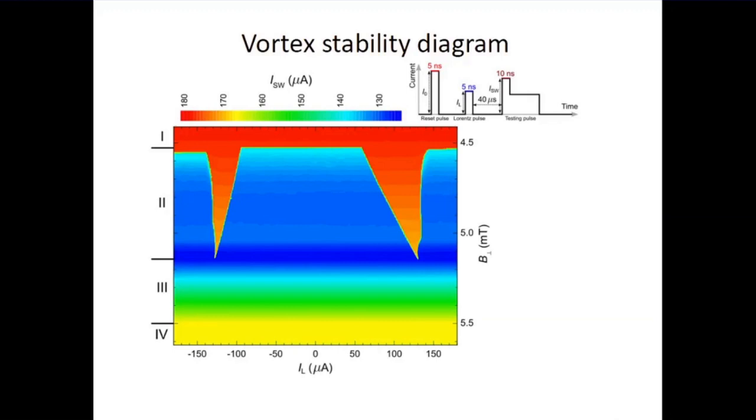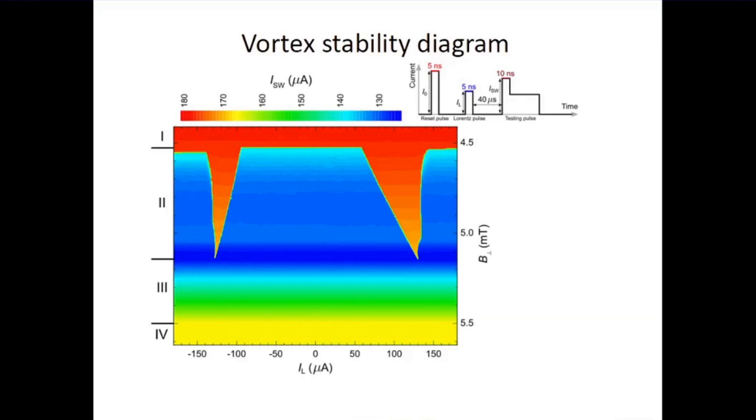Hi, thank you. My question is, what is the critical magnetic field to produce a single vortex? Sorry, sir, could you speak louder? Yes. What is the critical magnetic field to produce a single vortex in your case?